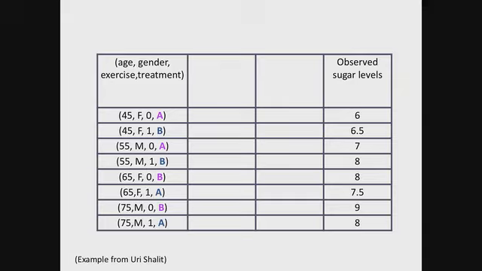Here's a data set on the left-hand side. Each row is an individual. We're observing their age, the individual's age, gender, whether they exercise regularly, which I'll say is a 1 or a 0, and what treatment they got, which is A or B. On the far right-hand side are their observed sugar levels, let's say at the end of the year.